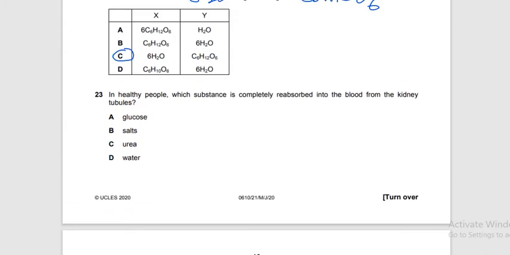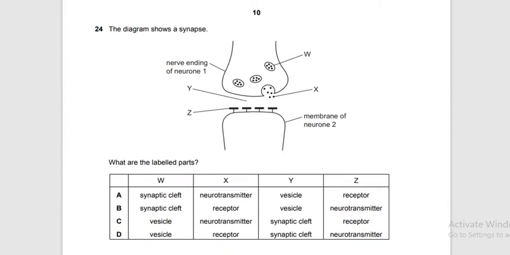Now, in healthy people, which substance is completely reabsorbed into the blood from the kidney? Completely reabsorbed is glucose. That's all. Now, the diagram shows the synapse. So first you should label this. W is the vesicles. X is neurotransmitters.